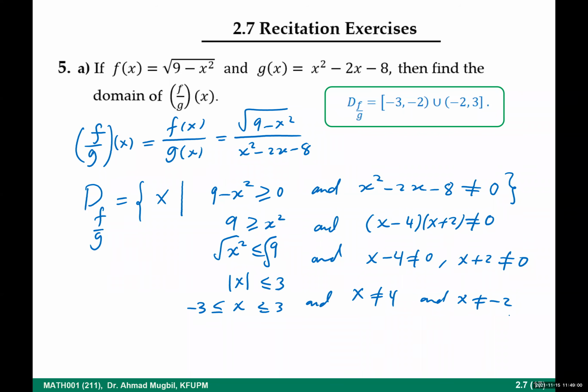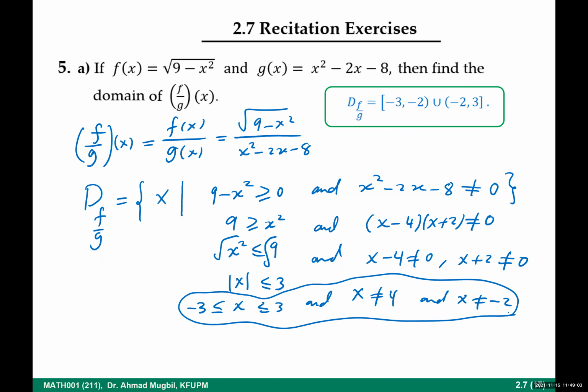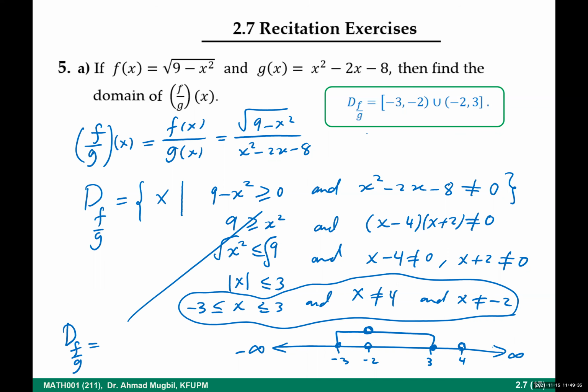So we now have to consider these conditions on x. What is the best way to do that? The real number line, to avoid any mistake. So let's start with the interval between negative 3 and 3, closed. Now we need to exclude 4. 4 is here, but it is already excluded. We also need to exclude negative 2. According to that, the domain of f over g will be from negative 3 to 3 without negative 2. You need to exclude negative 2.